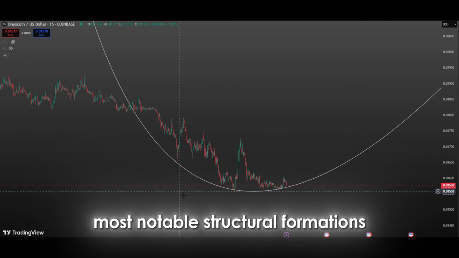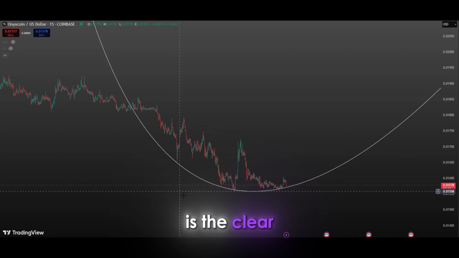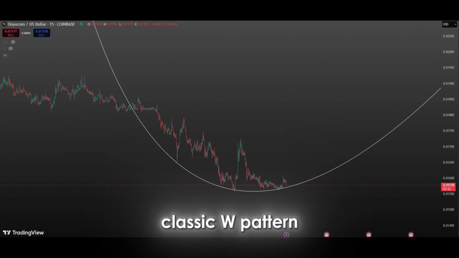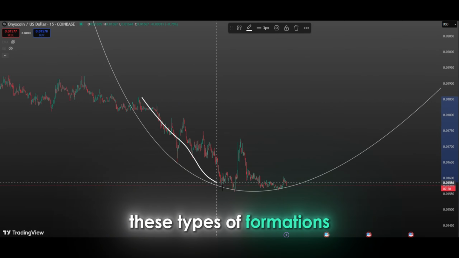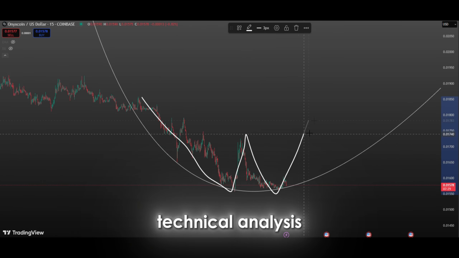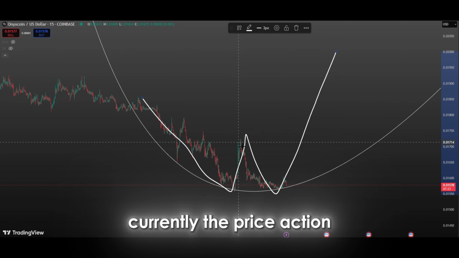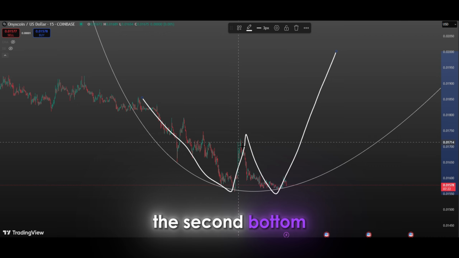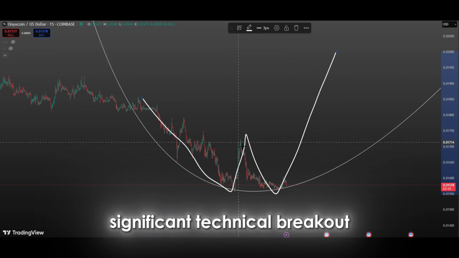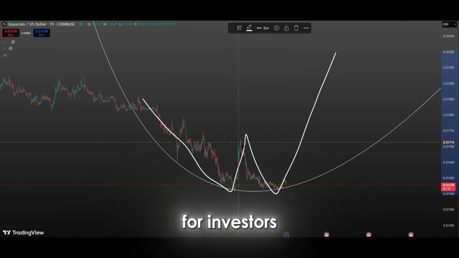Stay tuned. One of the most notable structural formations in the chart is the clear indication of a classic W pattern. These types of formations, also known as double bottoms in technical analysis, are often among the reversal signals that indicate the end of a downtrend. Currently, the price action appears to be in the process of forming the second bottom of this W pattern. This situation suggests that a highly significant technical breakout may be imminent for investors.